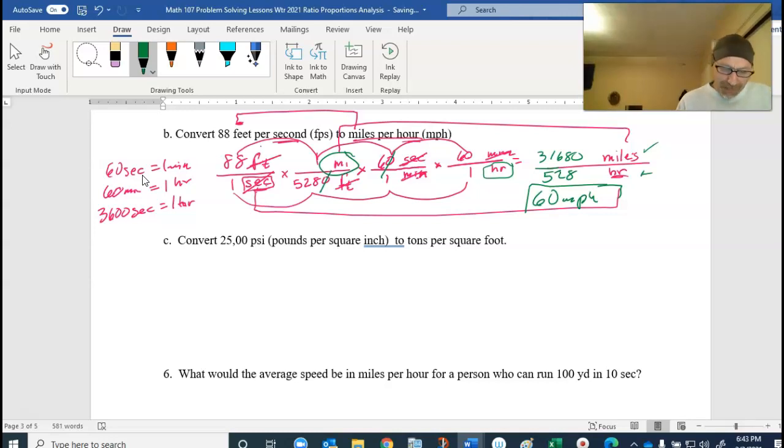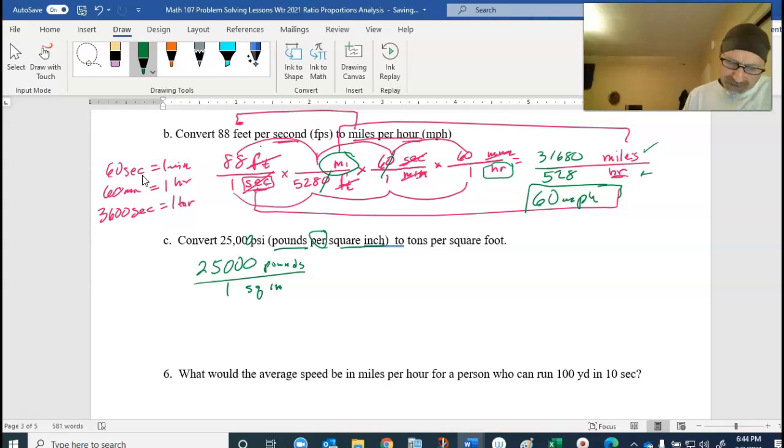Okay, next let's convert 25,000 psi to tons per square foot. Now, this is something you're maybe not as familiar with. This is pressure. That's supposed to be 25,000 psi. Now psi stands for pounds per square inch. So this would be 25,000 pounds divided by 1 square inch.